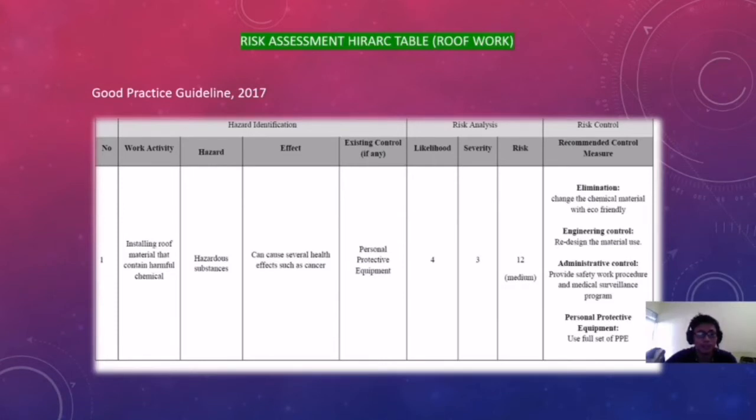The hazard is hazardous chemical substance. The risk is 12, medium. What we recommend for the control measures is elimination: change the chemical material to an eco-friendly one. Engineering control: we redesign the material used. Administrative control: provide safe work procedures and a medical surveillance program. And personal protective equipment: use a full set of PPE.